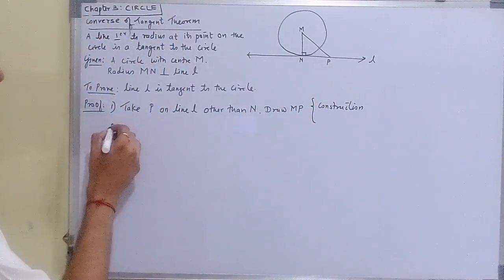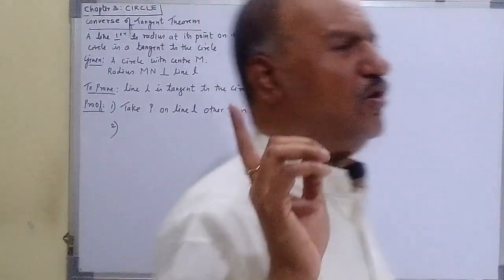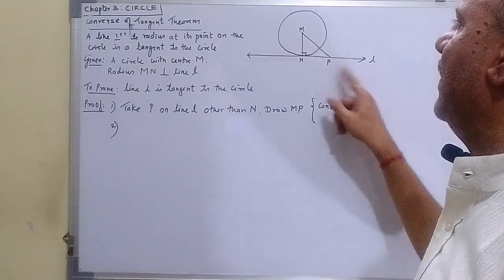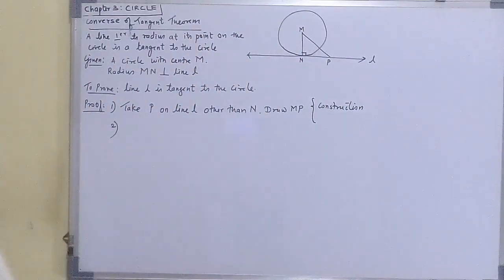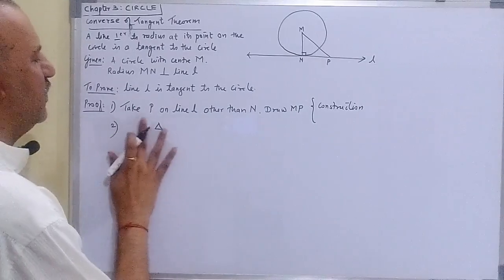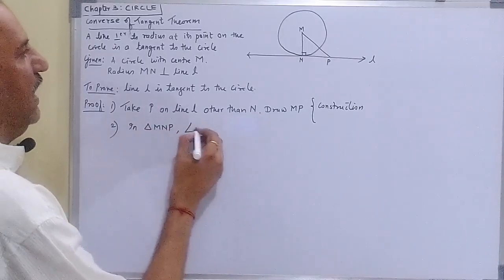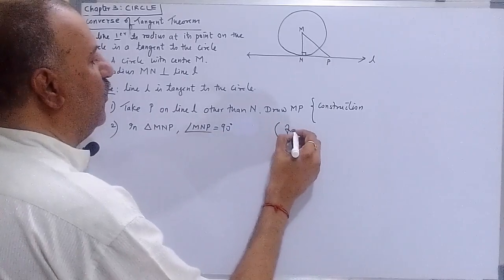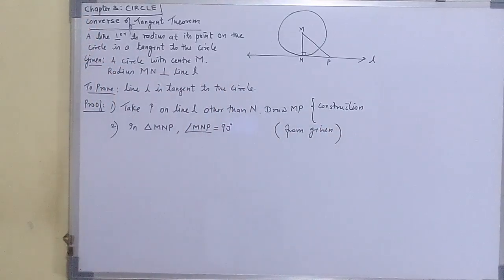अब ध्यान से देखो, वी ऑलरेडी नो, देखो उन्होंने ऑलरेडी दिया है लाइन परपेंडिकुलर, सो MN इज परपेंडिकुलर लाइन L दिया हुआ है, दैट मीन्स एंगल MNP विल बी इक्वल टू 90 डिग्रीज, बराबर है ना। इन ट्रायंगल MNP, एंगल MNP equal to 90 degrees from given it is 90 degrees.